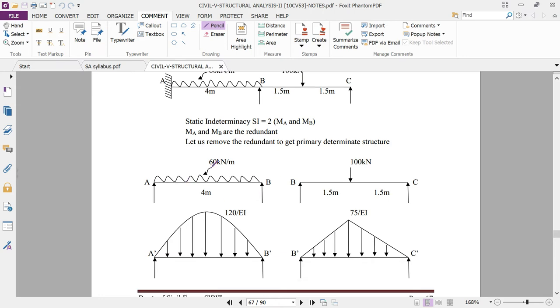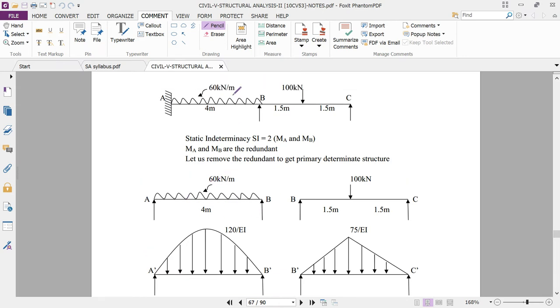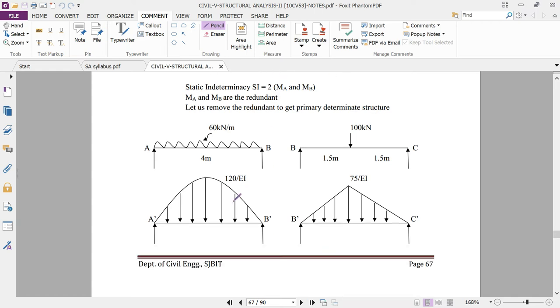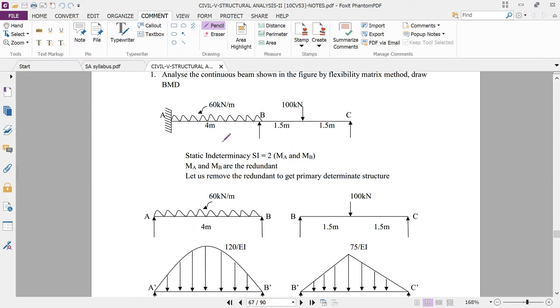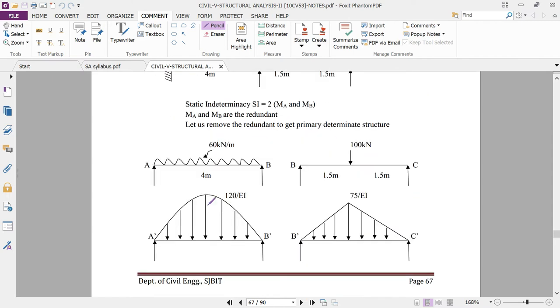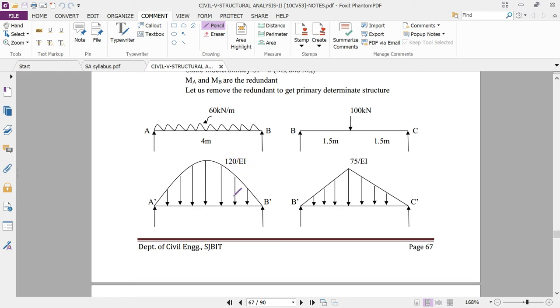Now simply apply the external loading on the particular spans and calculate the maximum sagging bending moment diagram. What is this maximum sagging bending moment? For AB, it is WL squared by 8, and here WL by 4. Since EI is not given, you have to consider the EI value as constant for both spans. So you have to write the bending moment values in terms of EI.